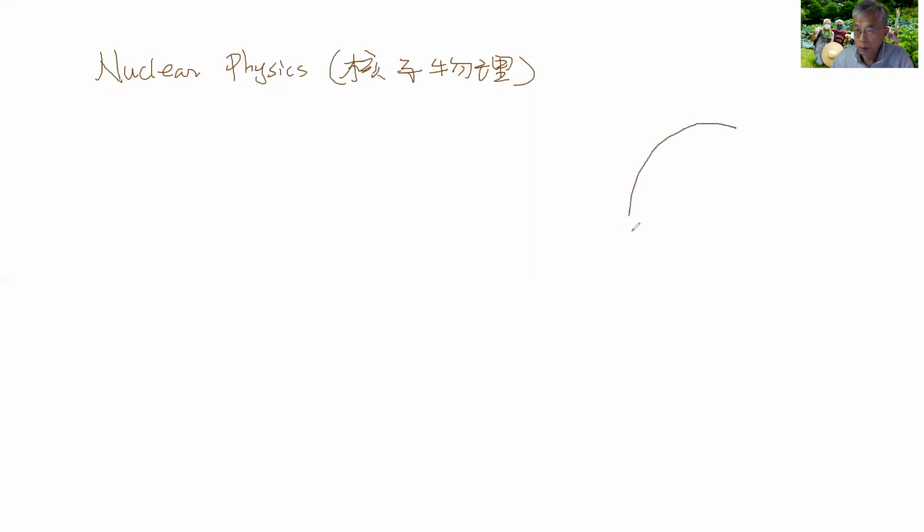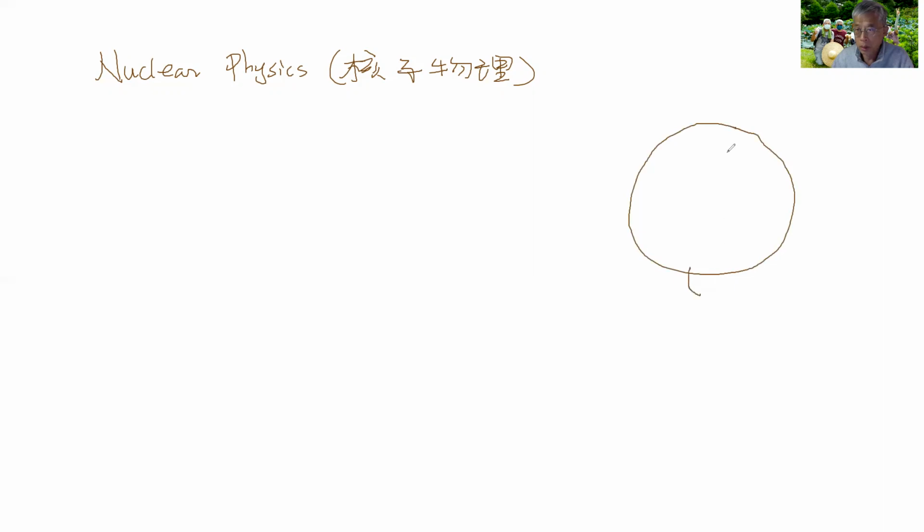Nuclear physics. In Chinese, it's called 核子物理. So we'll be studying what's inside the nuclear. So let's just have a few terminology here.